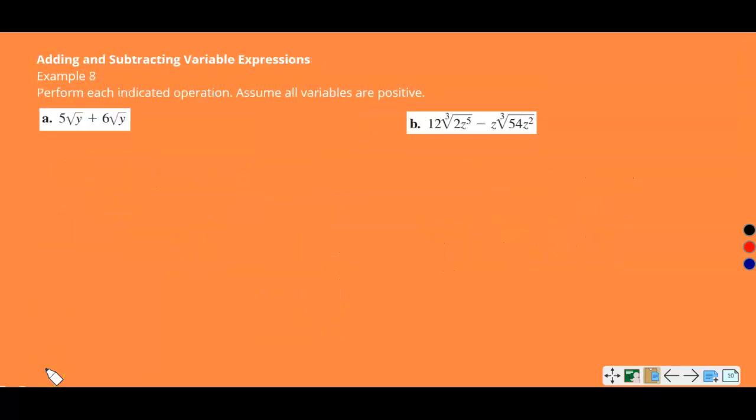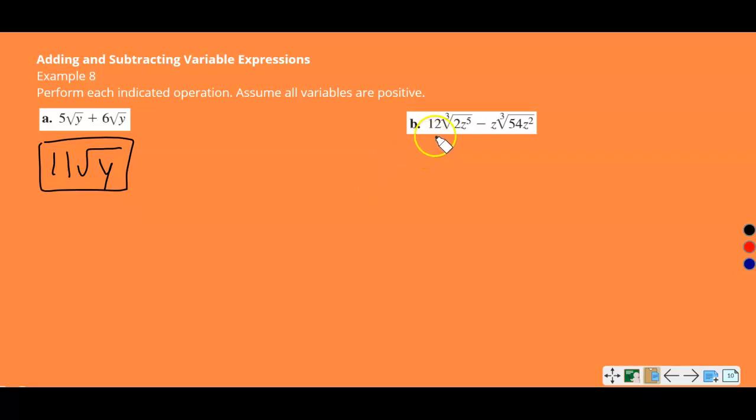Last example, example 8, adding and subtracting variable expressions. Perform the indicated operation. Assume all variables are positive. All right, so remember before I said this is kind of like adding like terms. You're just adding like radicals. So both of these have a square root of y. So we've got 5 square root of y plus 6 square root of y is going to be 11 square roots of y. And remember, when there's no index, it is assumed to be a square root. And if they already have like radicals, that's simply all you have to do.